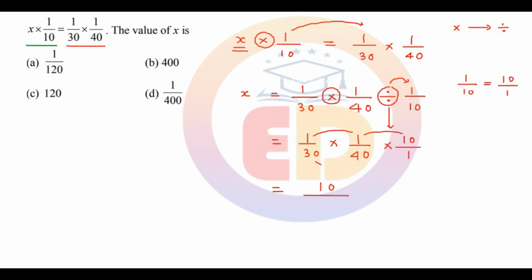Upon denominator 30 into 40 into 1. 30 into 40 is 1200. Now remember, you can always simplify the 0 of the numerator with the 0 of the denominator in pairs. 10 का एक 0 cancel हो जाएगा 1200 के एक 0 से. My answer is 1 upon 120, which is option number A.